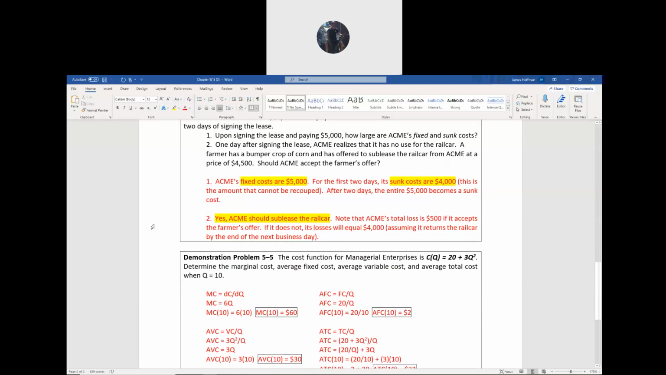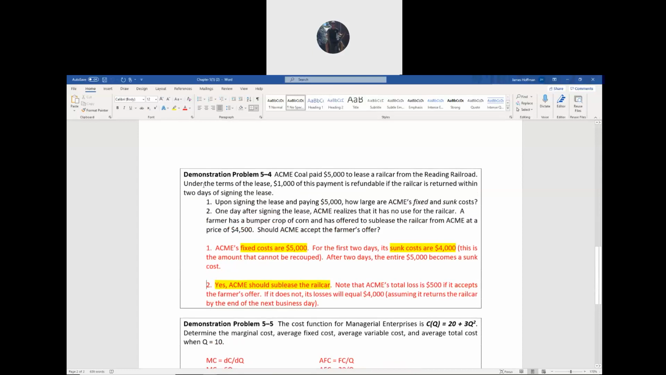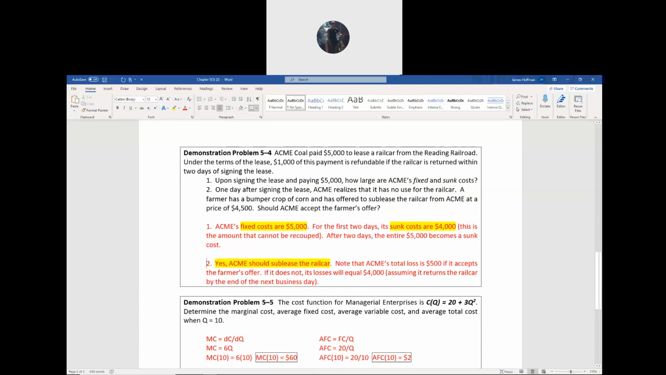And then two, if they don't need the rail car, and this other farmer offers to lease it from them for $4,500, should they do it? And so obviously yes, they should sublease the rail car. If they don't need it, they're already taking a loss here, but they're minimizing losses. And so see that Acme's total loss is $500 if it accepts the farmer's offer. So basically, they paid $5,000, but the farmer gives them $4,500, so they only lose $500. But if it doesn't accept the offer and they don't need the rail car, their losses will equal $4,000, and that's only if they return it the next business day. So you can see that there's a side deal that they should make, where if they don't need it, they can minimize losses. They lost the $5,000 if they don't return it in a couple days, but they can recoup $4,500 by subleasing it, and then only lose $500.